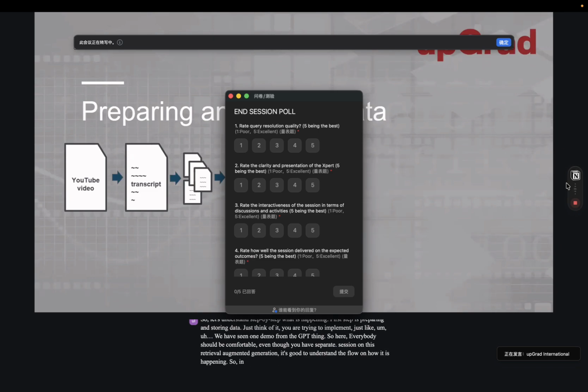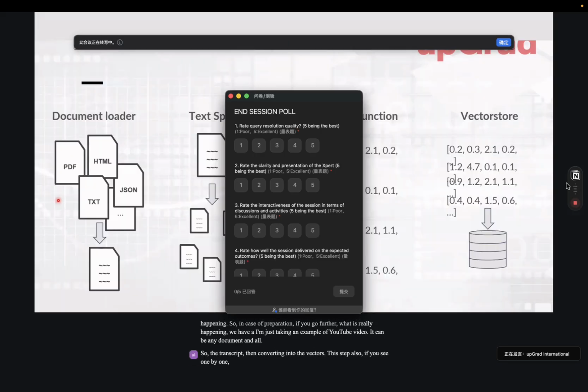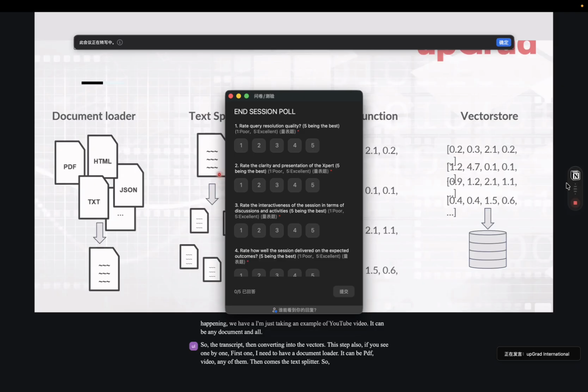So in the preparation, I'm just taking an example of a YouTube video. It can be any document. So the transcript is converted into vectors. If you see this step one by one, first I need to have a document loader. It can be PDF, video, any of them. Then comes the text splitter. How are you splitting into chunks? There is a chunking strategy, and an overlapping strategy also.